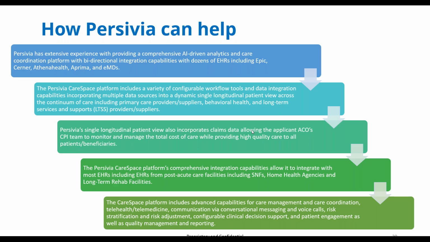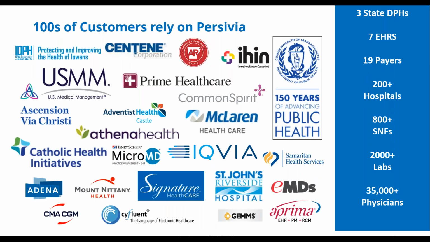Talking about our portfolio, we have hundreds of customers who already rely on Persivia, and we have been providing them reliable services for years. We have 3 state DPHs, 7 EHR integrations, 19 payers who have been sending us data, more than 200 hospitals, more than 800 SNFs, a couple thousand labs, and 35,000 physicians who trust us with our system.